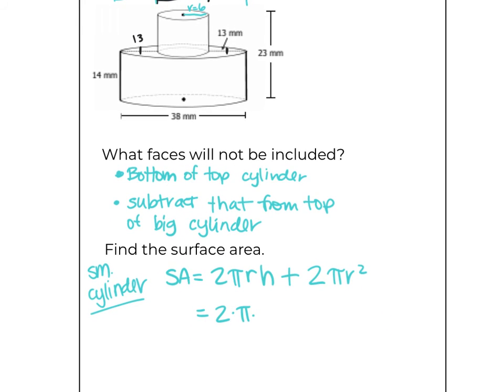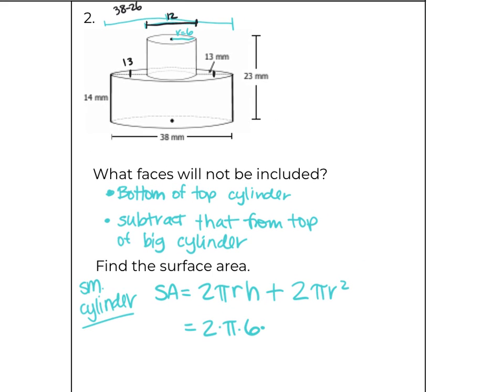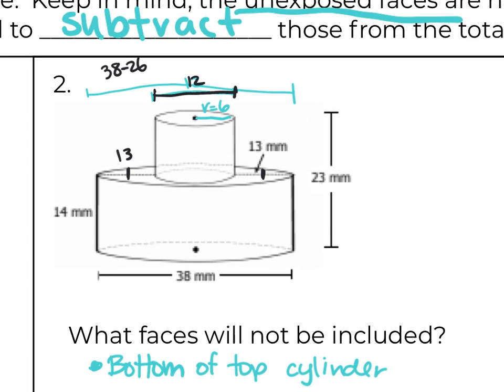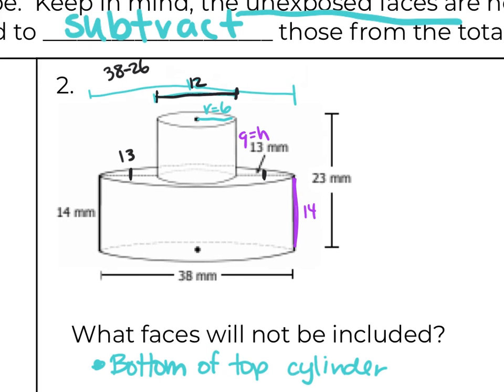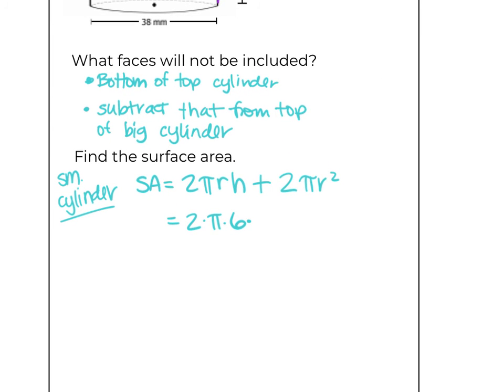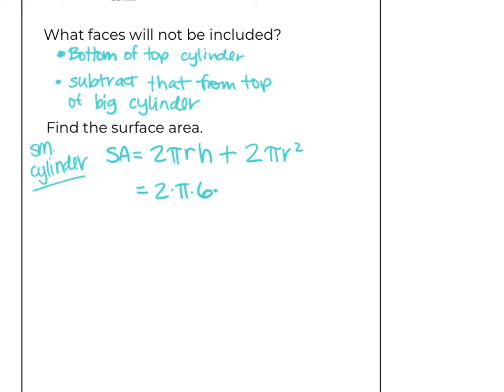Okay, so I'm going to plug in times 6. Okay. How can we find the height of that cylinder? A lot of missing parts here. 23 minus what? 14, because this is 14, this is 23. What's 23 minus 14? 9. So that is the height. I'll put equals h. So times 9 plus 2 times pi.